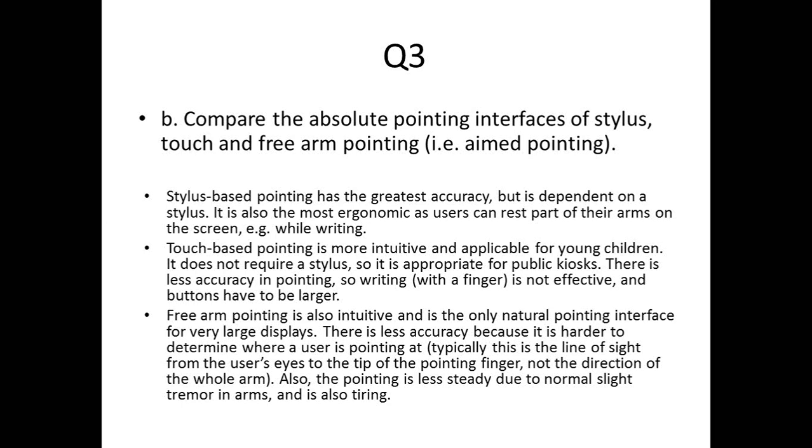For free arm pointing, it's also intuitive and is the only natural pointing interface for very large displays. There is less accuracy because it's harder to determine where a user is pointing at. Also, the pointing is less steady due to the normal slight tremor in arms and is also tiring.